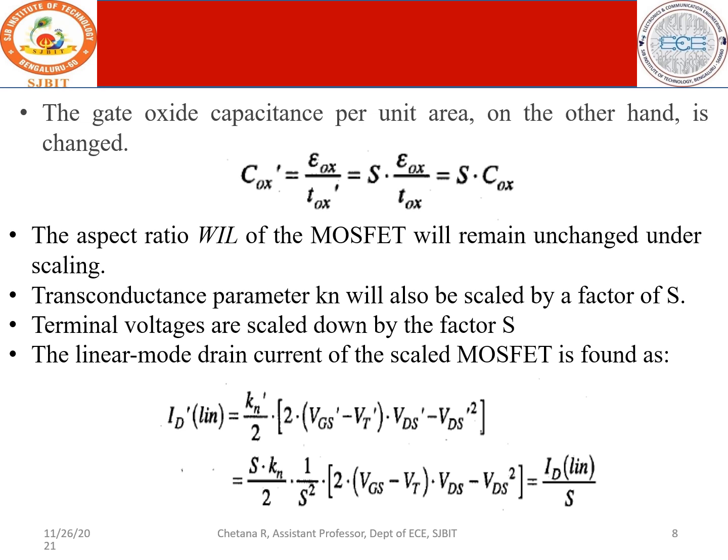And as a whole, now we come back to the important expression, which is the linear current expression. After scaling, you have it as ID dash. So use the transconductance parameter. As I told you, transconductance is scaled by a factor of S. So Kn dash is nothing but S into Kn. The 2 constant remains as it is.